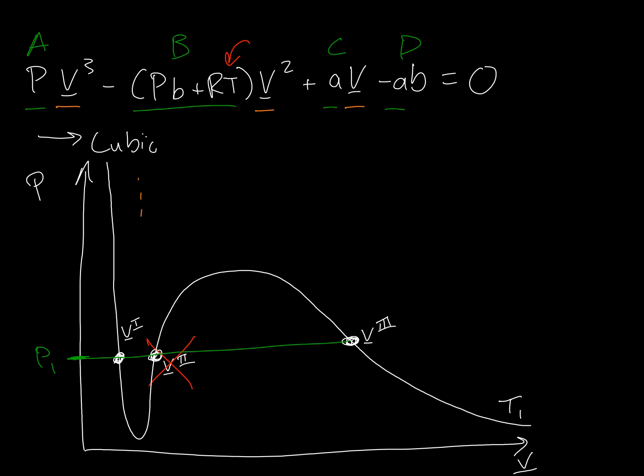So if we were to draw out these regions here, in this region on the far left, dP/dV is less than 0. We have a negative slope, stable. In this region here, dP/dV is greater than 0. This is unstable.